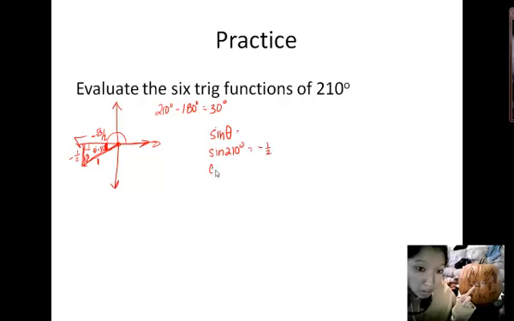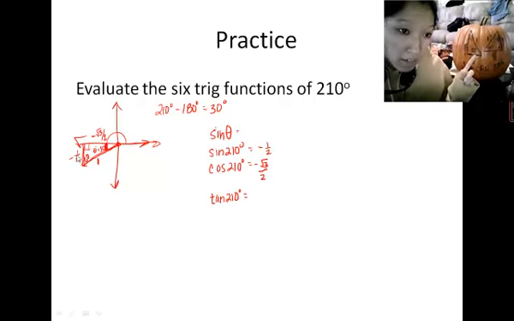Okay. Cosine of 210 degrees is going to be CAH, so adjacent, the side touching, over our hypotenuse, and I'm not even going to put it over 1, I'm just going to leave it like that. And then tangent, TOA, it's going to be opposite, negative 1/2, all over the adjacent, so negative square root of 3 over 2. Now this is what we call a compound fraction.